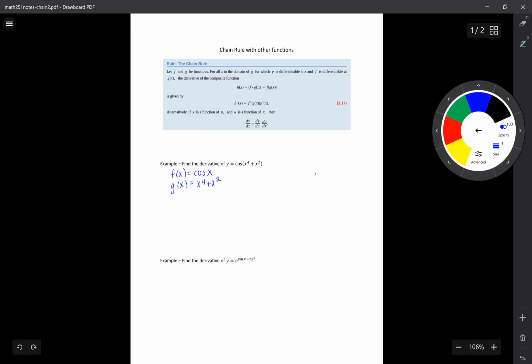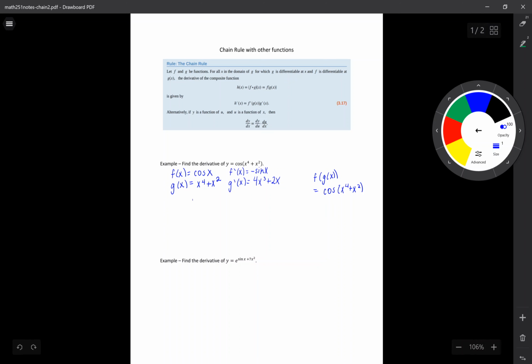If we wanted to check our work, again, we could do f of g of x. This is what we want our function to be. F here is cosine x, but since I'm composing f with g, I replace this x with g of x, which is x to the power of 4 plus x squared. And hey, check it out, that is my original function. So we are good to go. We have correctly identified f and g. Now we need to take the derivatives of these functions. So f prime of x is negative sine x, and g prime of x is 4x cubed plus 2x.